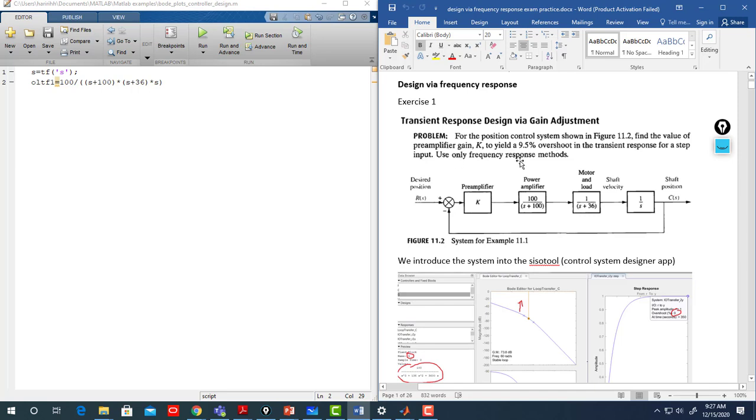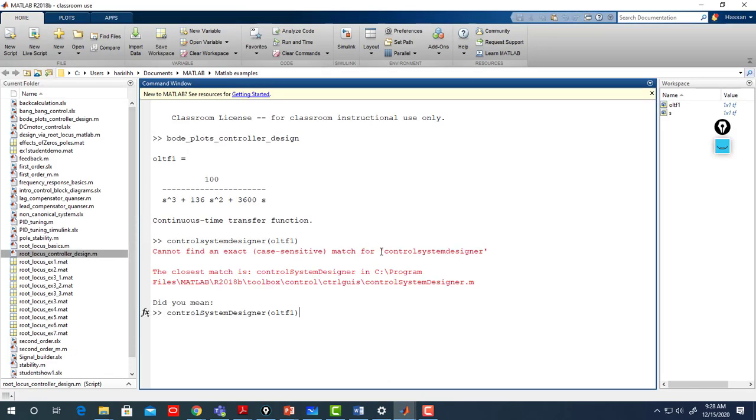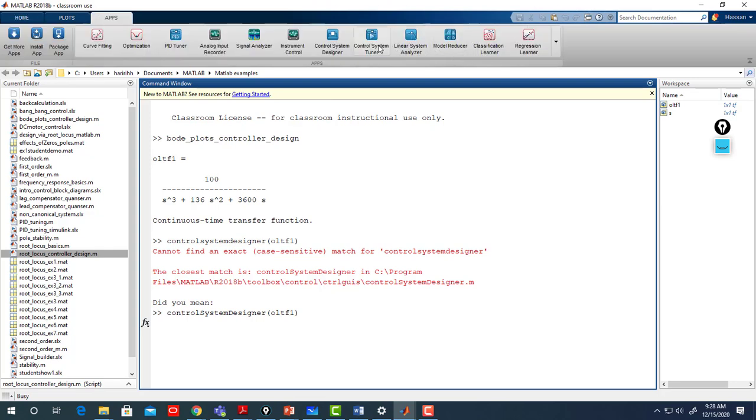They ask you to use only frequency response methods. Don't use root locus method. So how to find K that yields 9.5 overshoot for a step input? That's your system. You find the open loop transfer function, which is power amplifier times motor unload times the integrator, so shaft velocity, shaft position, and you get the open loop transfer function. You take it to the control system designer, or you can go over it from the app and then control system designer.